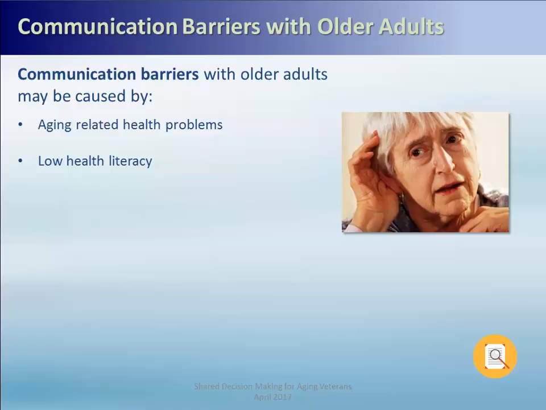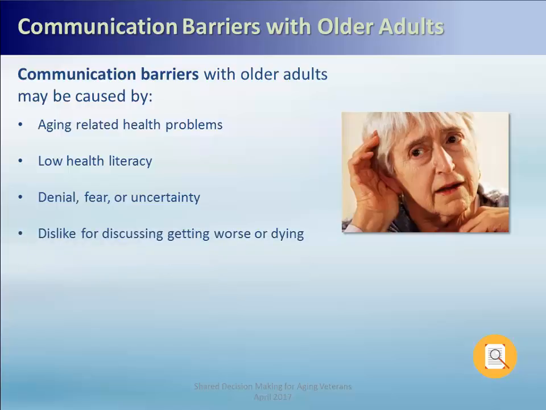Communication barriers may also be caused by denial about declines in functional ability or just not wanting to talk about the aging process because they are uncertain or afraid. There may be a dislike, a serious dislike, for talking about getting worse or dying, or changes they may have to make related to requiring assistance for activities of daily living or to accommodate declines in function. And there may be environmental issues like background noise or lack of a private space for a conversation. Strategies for overcoming and effectively dealing with these communication issues are a focus of shared decision-making facilitation training too.